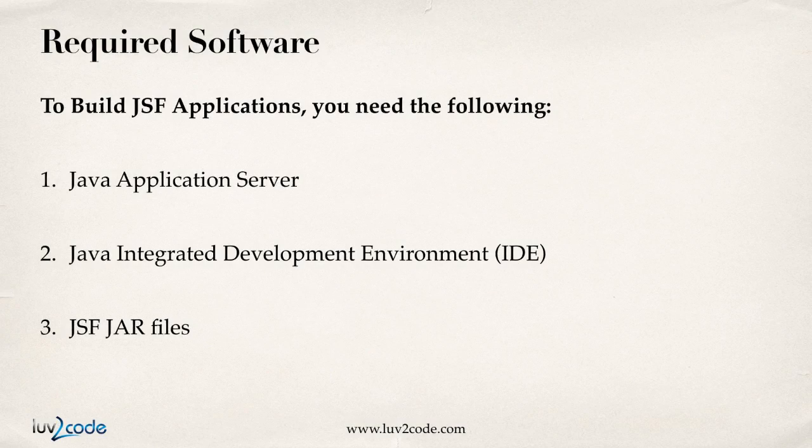All right, so once you have the JDK installed, we'll go through the required software for building JSF applications. The first thing you're going to need is a Java application server. There are a lot of different Java application servers out there like Tomcat, Glassfish, JBoss, WebLogic, WebSphere, and so on. The list goes on and on. However, to keep things simple and straightforward, we're going to make use of the Tomcat server, and the following videos will show you how to install it.